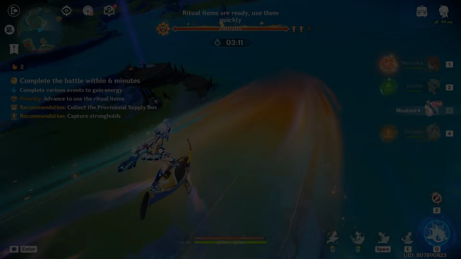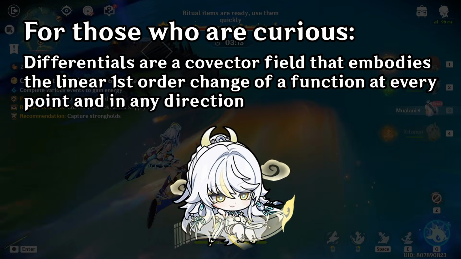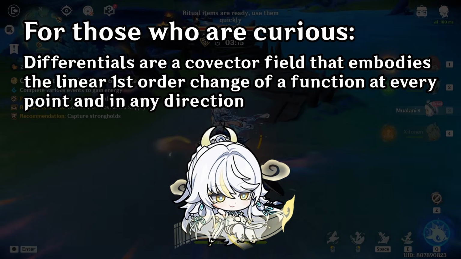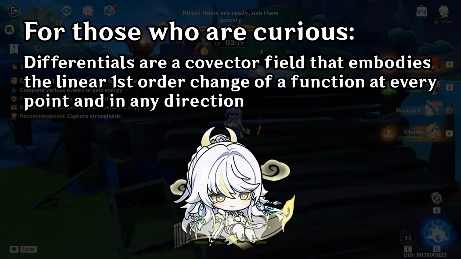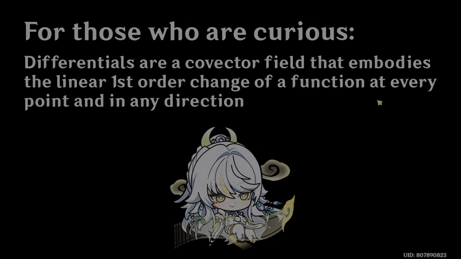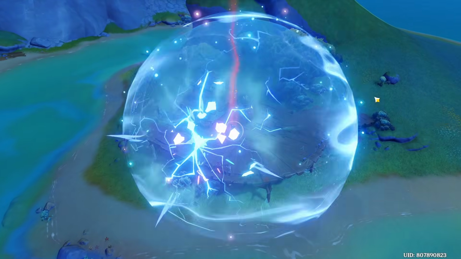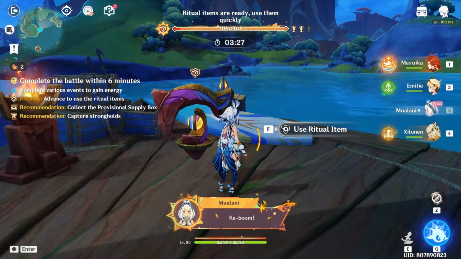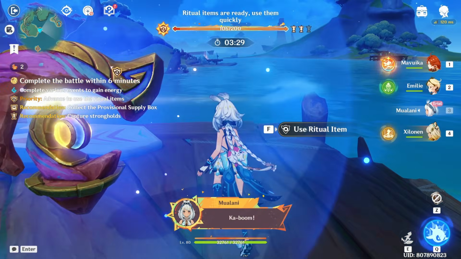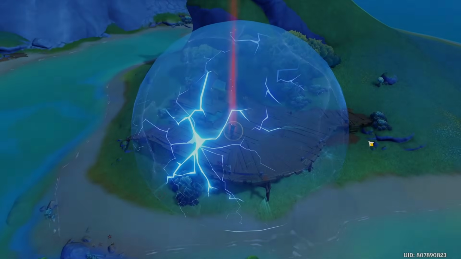To be more technical, differentials are a covector field that embodies the linear first-order change in a function at every point in any direction. To put things more simply, at any point on a function, the differential tells you how much change would occur in an arbitrary distance and direction.